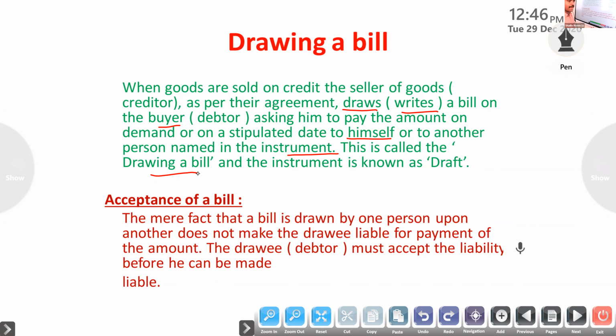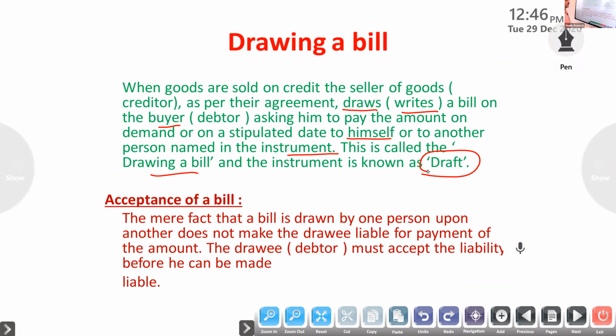What do you mean by drawing a bill? When a seller sold goods on credit to the buyer, then the seller writes a bill. In that, he will specify to pay the amount on demand or after the expiry of a specific period to me or to another person named in the instrument. That is called drawing the bill. This instrument, that paper, is known as a draft. That is called a draft.